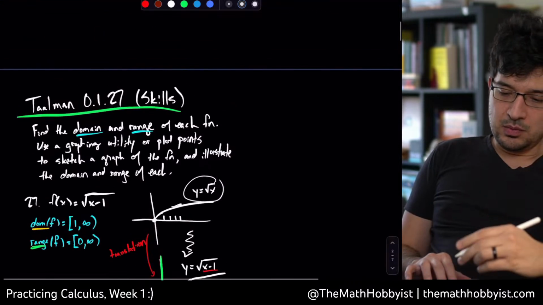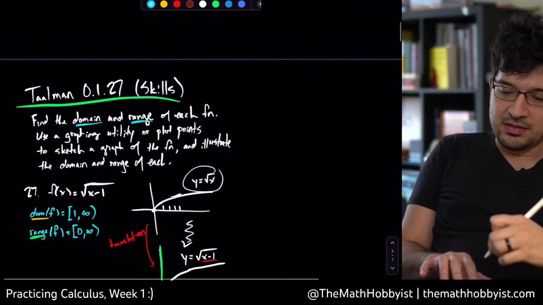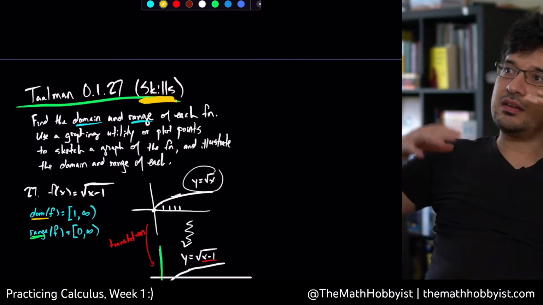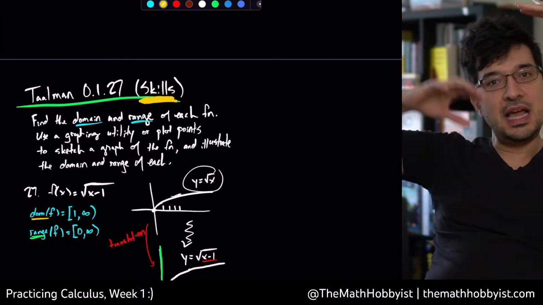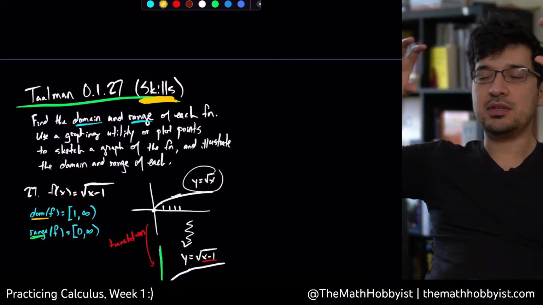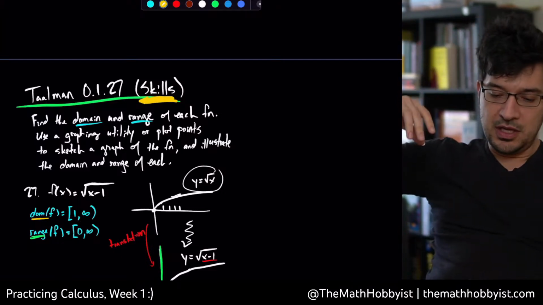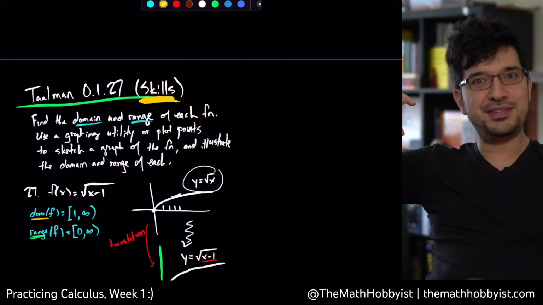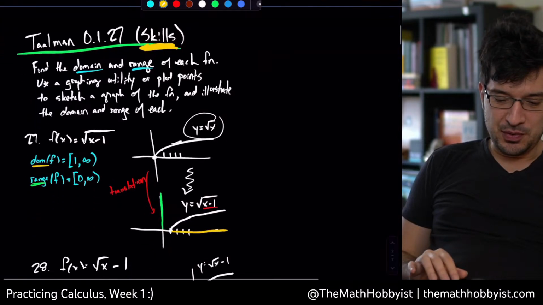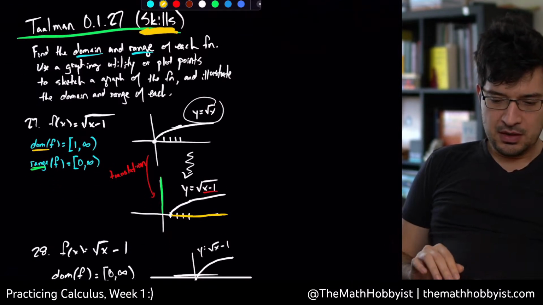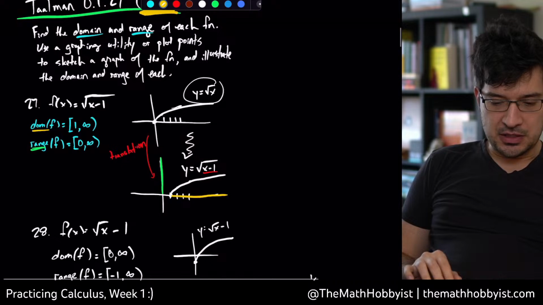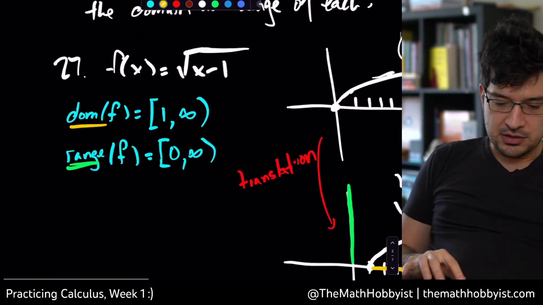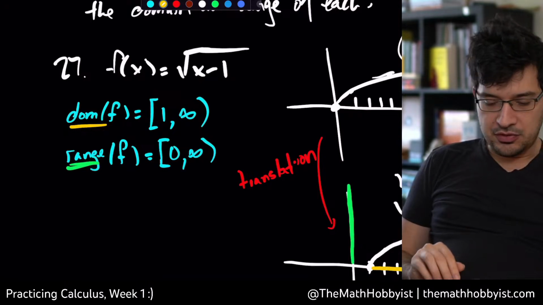Taalman 0127. One thing that we learned yesterday is that this book is beautiful. She organizes all of the exercises into different topics or focuses like review, concepts, skills, applications, proofs, and then thinking forward. So here's our skills question. Find the domain and range of each function using a graphing utility, and sketch the curves.